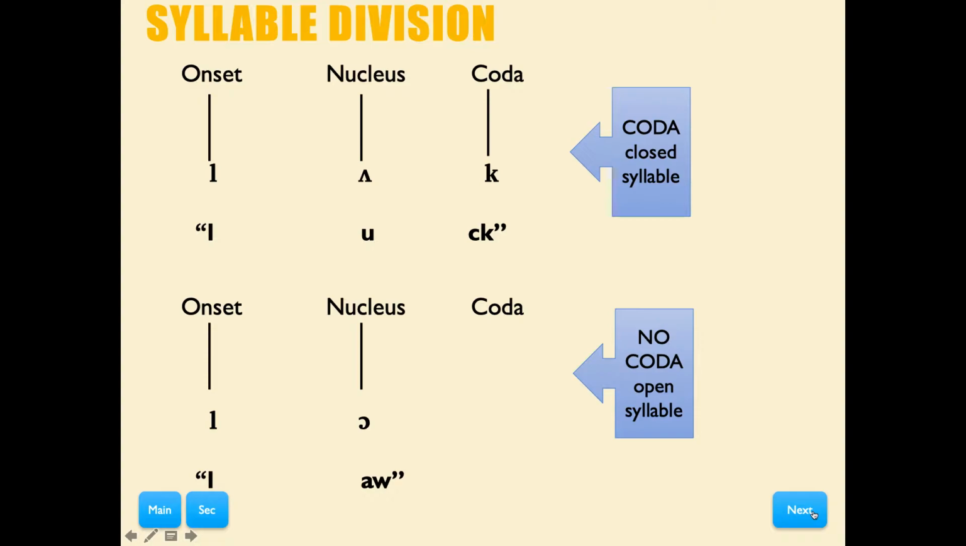You have two examples here, the word luck and the word law. Luck ends in a consonant. It has a coda, so it is a closed syllable. Law, on the other hand, has no consonant at the end. It doesn't have a coda. So this is an open syllable. Very easy.